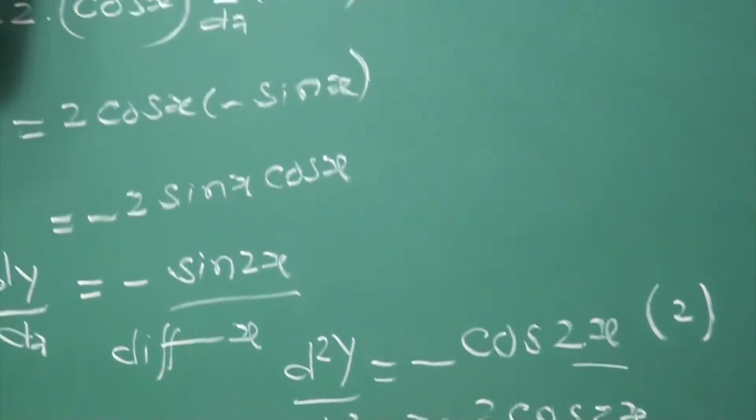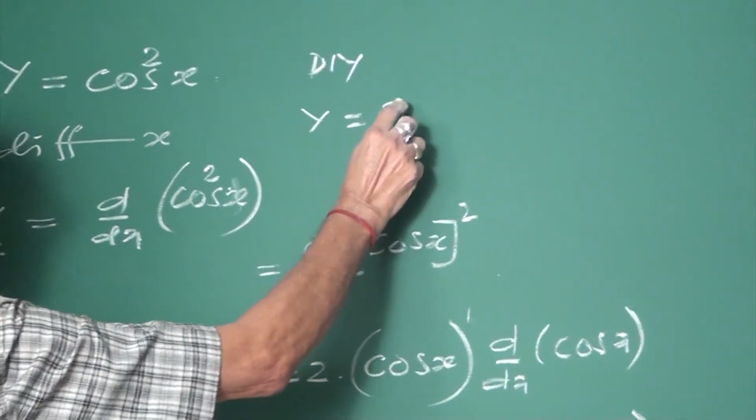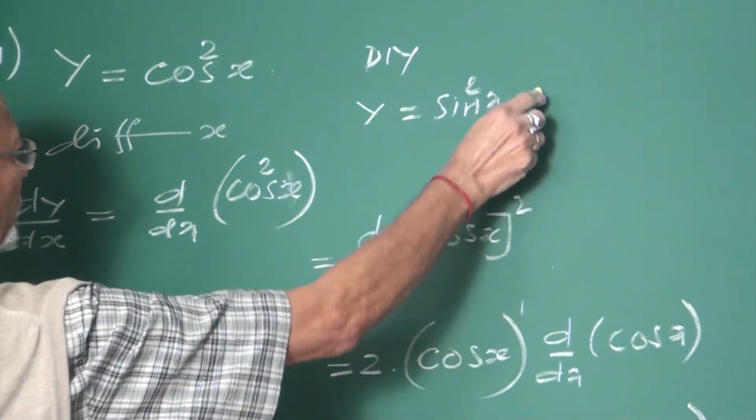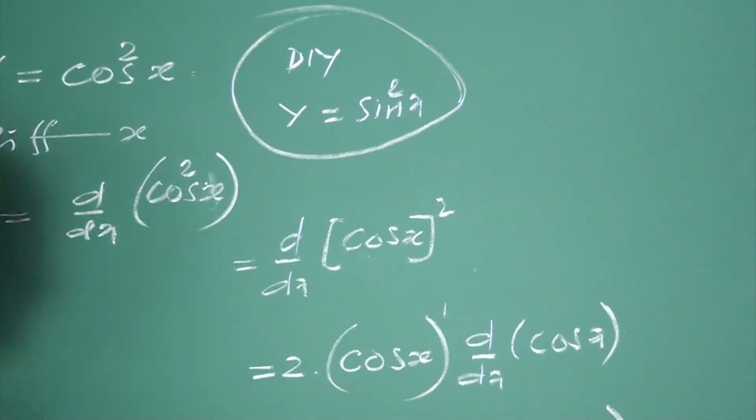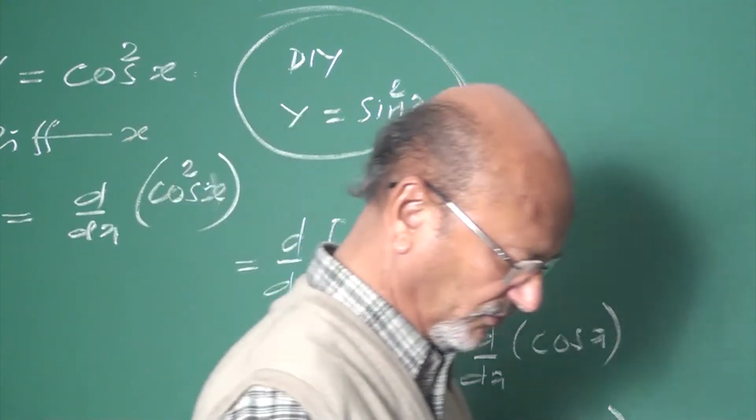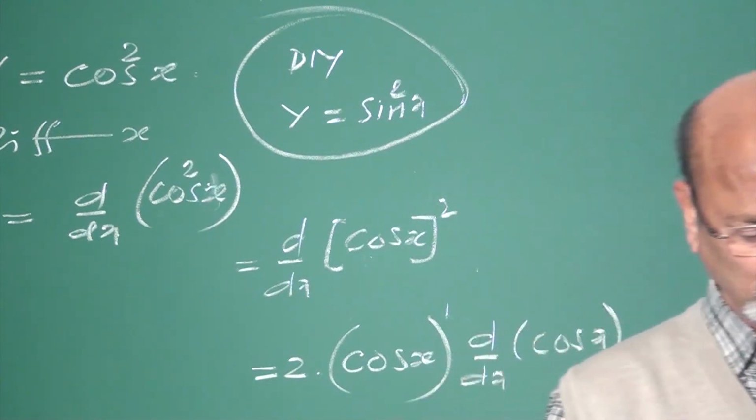You do this yourself: y equal to sin square x. Instead of minus, we get plus. This is example 1, my friend. Next one.